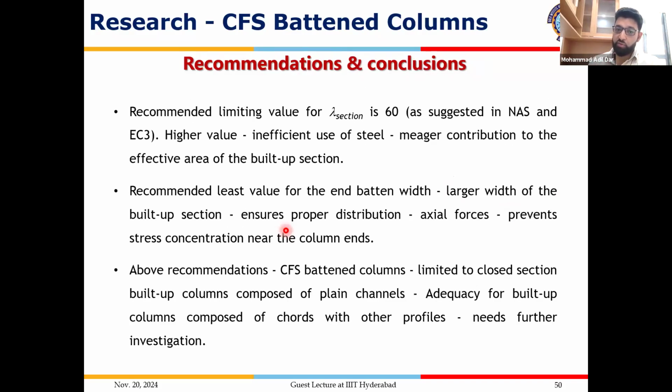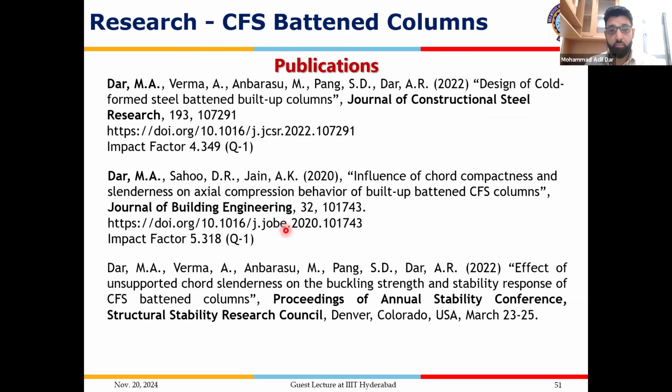The recommended limiting value for sectional slenderness is 60, and higher than that gives inefficient results. We recommend that the end batten should be at least equal to the largest cross section for better redistribution of forces. And please bear in mind that our recommendations are limited to cold form steel batten columns with closed sectional configuration, and the adequacy for other profiles needs to be assessed. For further details regarding the modeling technique and other behavioral comparisons, you can refer to these papers.